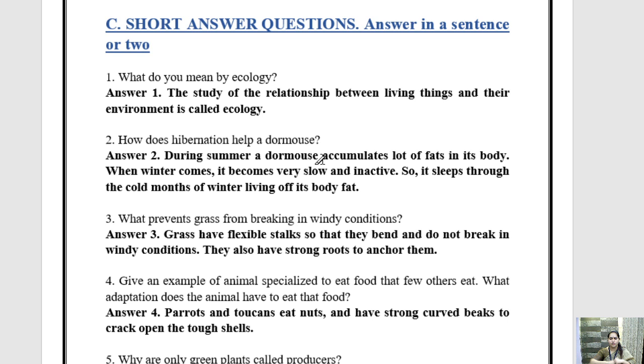Okay, so they sleep by consuming all the body fat that they have stored. Alright, so this is called hibernation. So during summer, the dormouse consumes so much food and fat, and in winter उन्हीं food और fat को वो धीरे धीरे consume करते रहते हैं. Alright, so that they protect their body from winter temperature. So this is called hibernation.